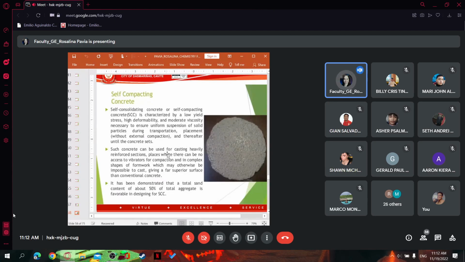So such concrete can be used for casting heavily reinforced sections, places where there can be no access to vibrators for compaction, and in complex shapes of formwork which may otherwise be impossible to cast, giving a far superior surface than conventional concrete. So, ibig sabihin nung conventional concrete is the usual mix that you follow, like the conventional concrete, yung mga grades niya, if it is M30, M45, or M60.